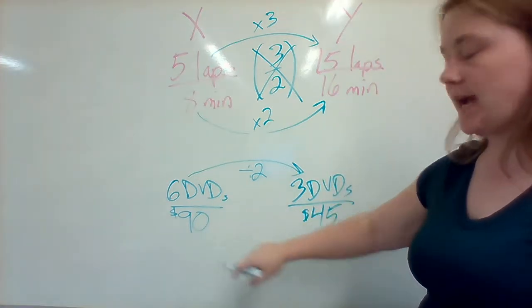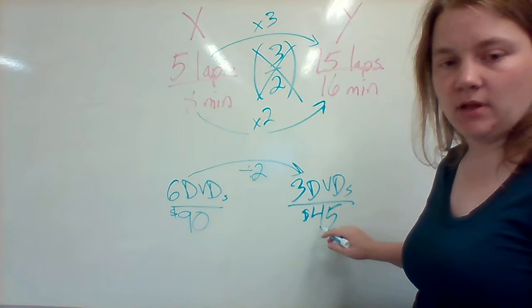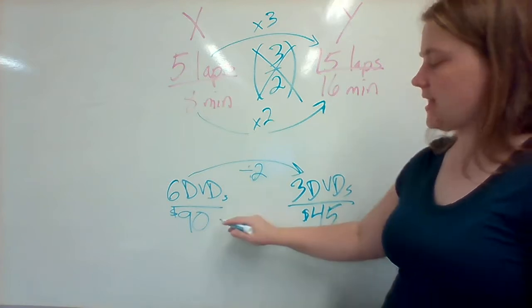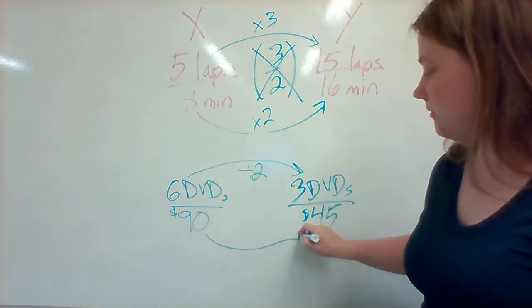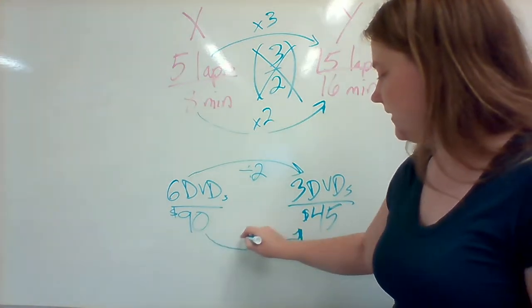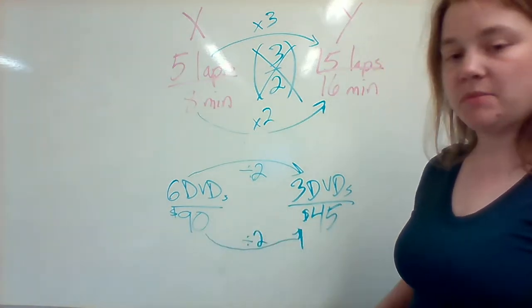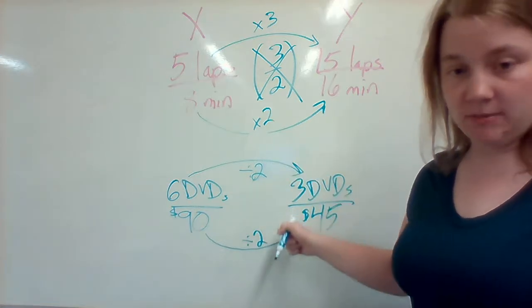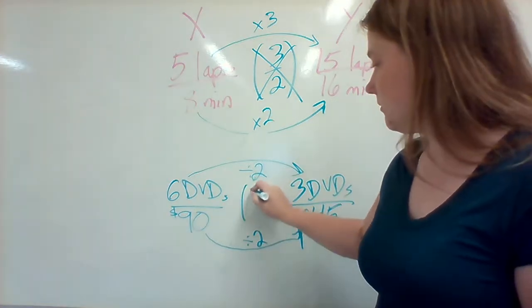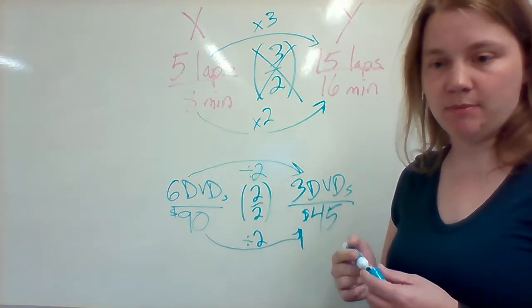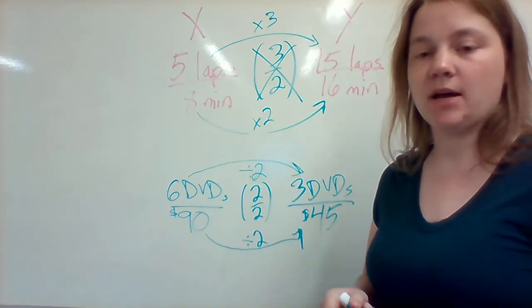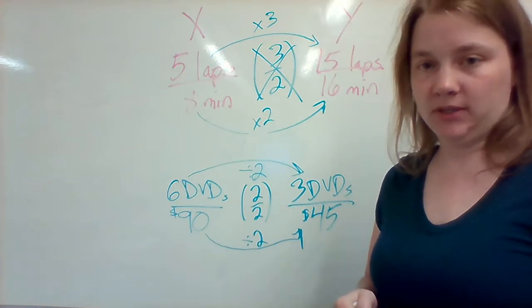How would I go from 90 to 45? Well, I know that 45 is half of 90. So I would, again, divide by 2. And because I'm dividing by 2 here and I'm dividing by 2 here, I'm doing the same thing to the top and bottom. If I do the same thing to the top and bottom, then the ratios are equivalent.